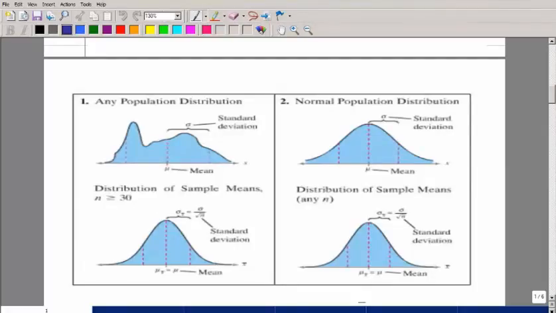Now number 2 just shows that if your original population is normally distributed, the distribution of sample means X bar will be normally distributed for any size n. So if your original population is normally distributed, the n doesn't have to be more than 30. It can be anything. And the graph is a little bit narrower because when you take your standard deviation and divide by the square root of n, it gets smaller. And as we learned earlier with the normal distribution, the smaller the standard deviation, the narrower the graph gets.